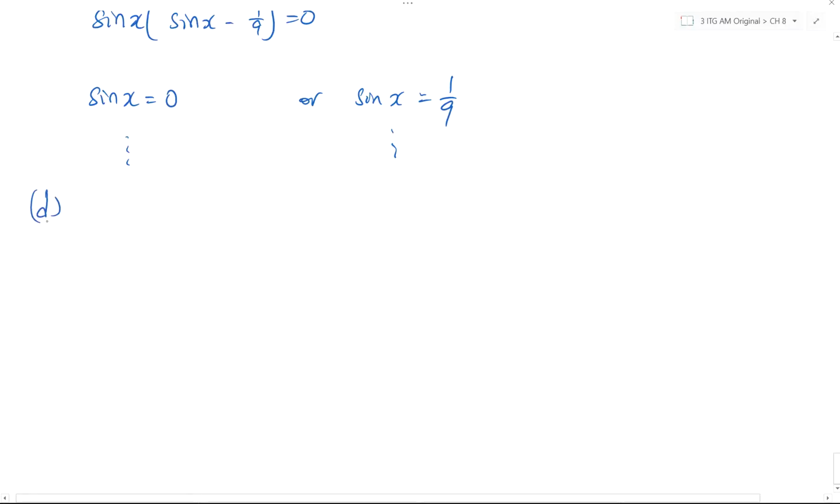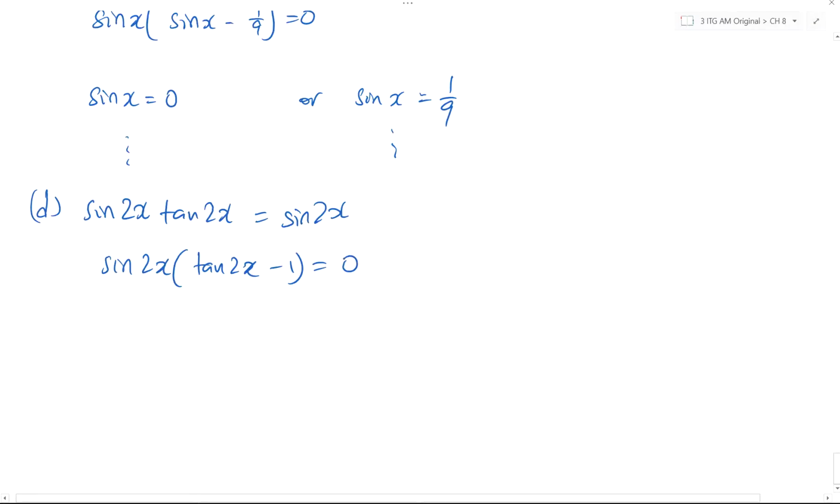Part D. Sine 2x tangent 2x equals sine 2x. So, same thing, we are going to factorize because there's a common factor of sine 2x. Tangent 2x minus 1 equals to 0. First option, sine 2x equals to 0, or tangent 2x equals to 1. Solve.